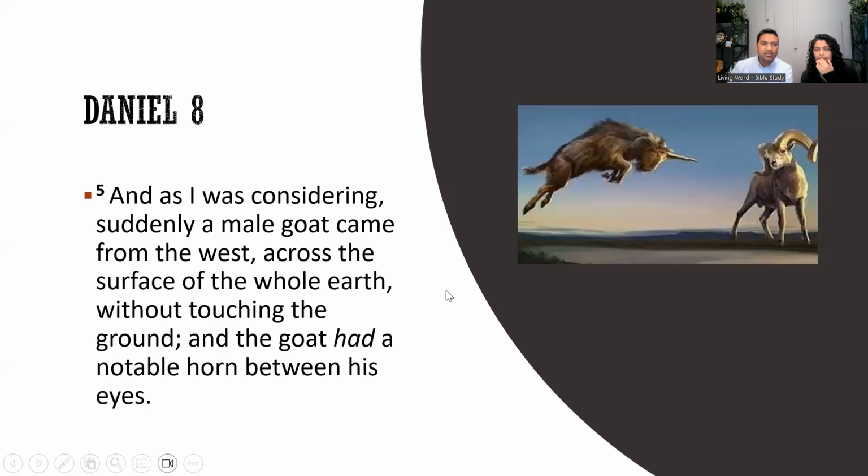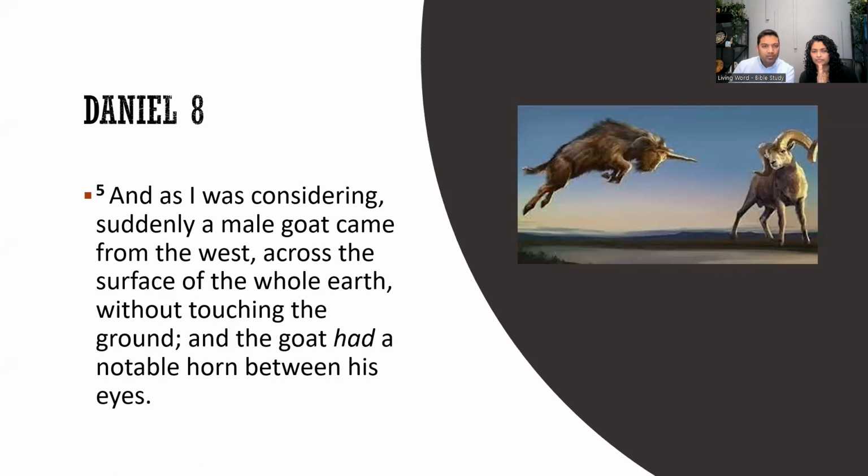Okay, and then as I was considering, suddenly a male goat came. So that was a ram. See, this was the ram with two horns, right? One horn is higher than the other. Suddenly a male goat came from the west across the surface of the whole earth without touching the ground. And the goat had a notable horn between its eyes.